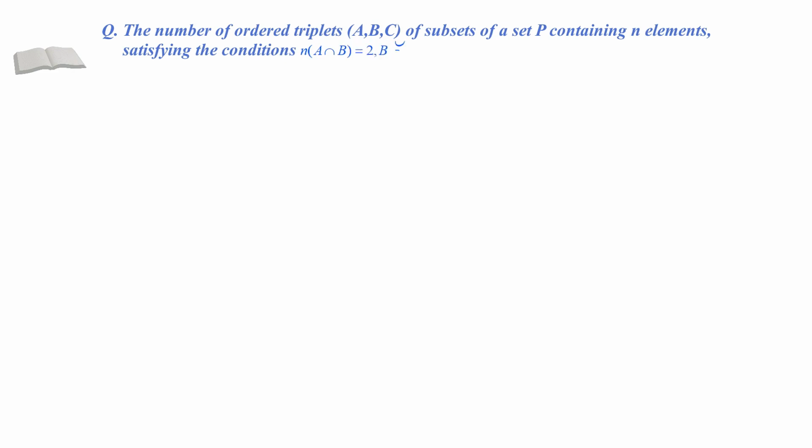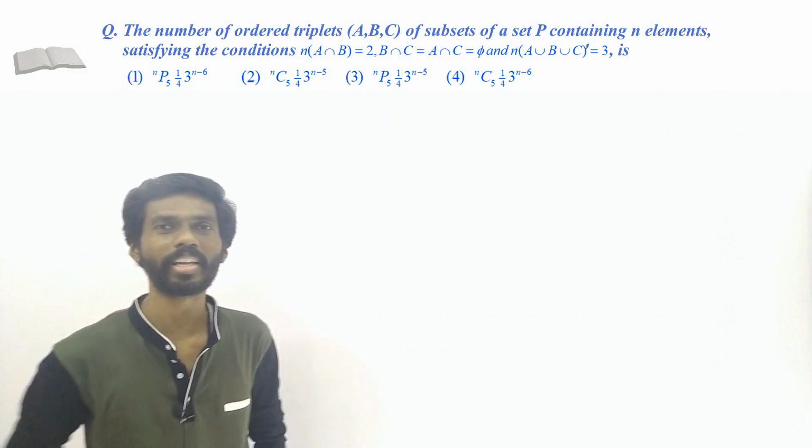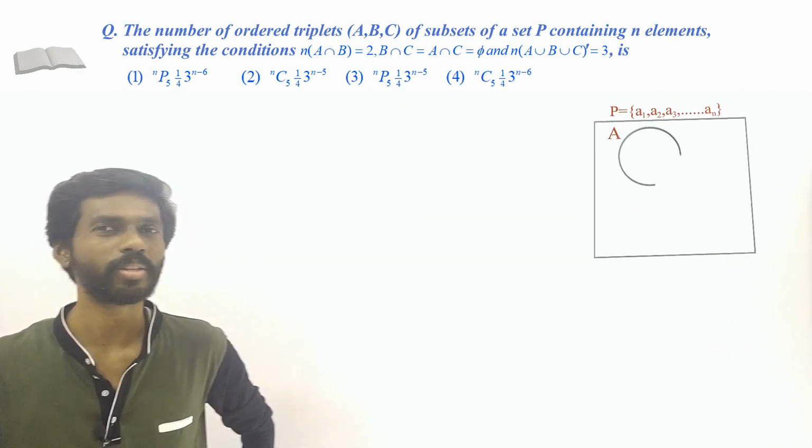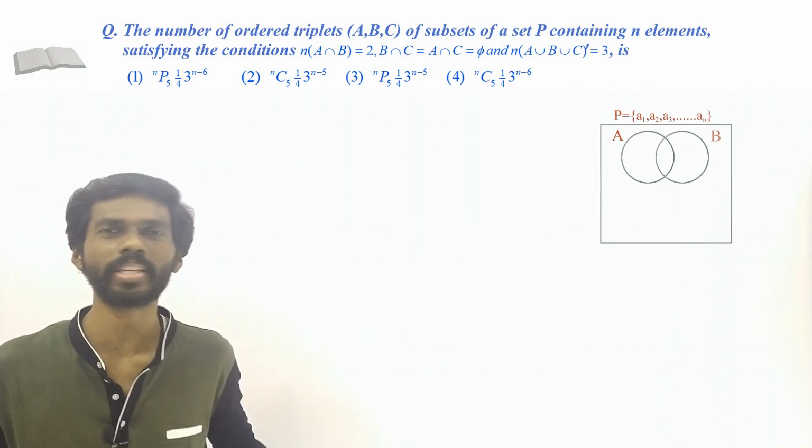The number of ordered triplets A, B, C of subsets of a set containing n elements satisfying the conditions n of A intersection B equals 2, B intersection C equals A intersection C equals null set, and n of (A union B union C) complement equals 3 is. Alright, so here in this question we are given a set with n elements having subsets A, B and C satisfying certain conditions. Using that we need to find the number of possible combinations of these subsets.